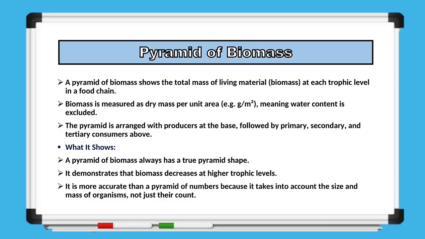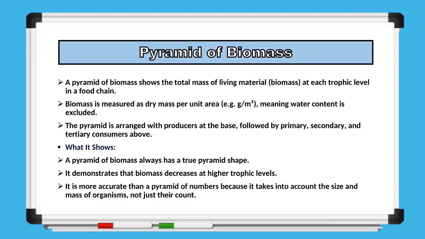stored in living organisms. Like other ecological pyramids, the pyramid of biomass is arranged with producers at the base, followed by primary consumers, secondary consumers, and tertiary consumers. However, instead of showing the number of organisms, it shows the total dry mass of living organisms present at each trophic level. One important feature of a pyramid of biomass is that it always has a true pyramid shape.